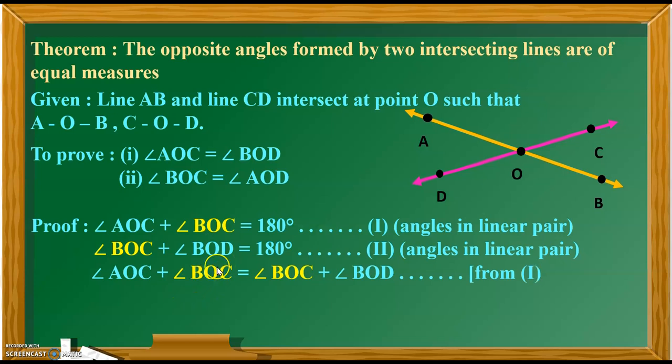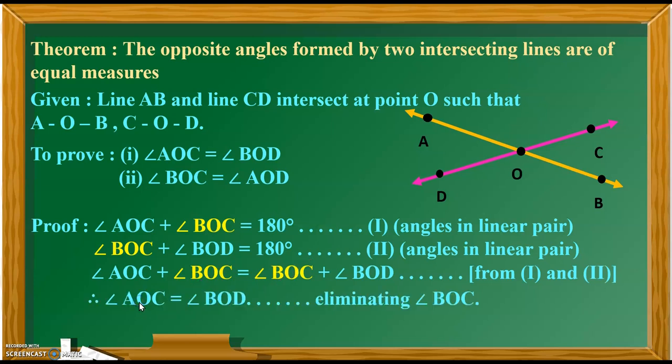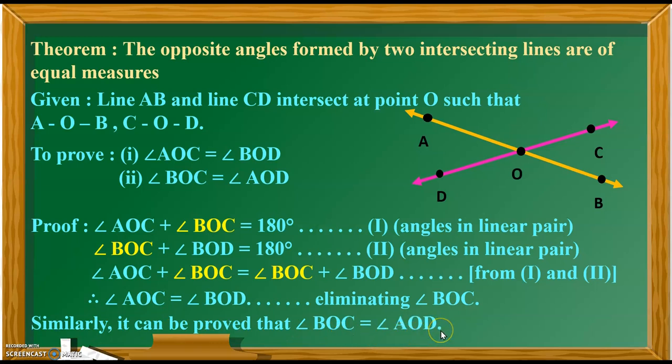So now next step, this BOC and BOC get cancelled from both the sides. That means I can say that angle AOC is equal to angle BOD. What have I done? I have eliminated BOC. When I eliminate BOC, I get this step. So I have proved the first part. Similarly, it can be proved that angle BOC is equal to angle AOD.